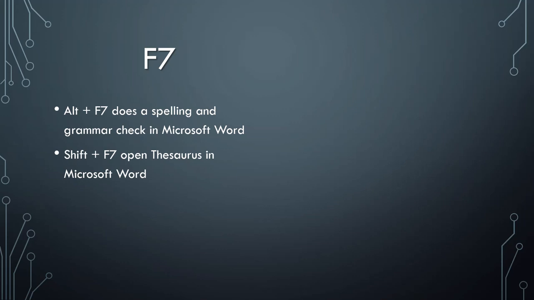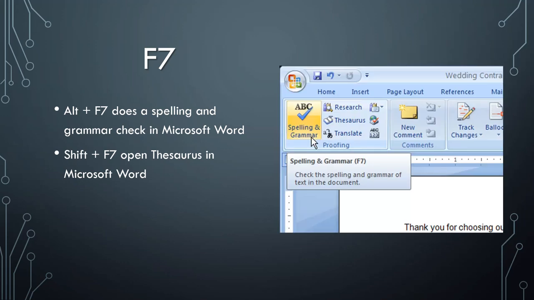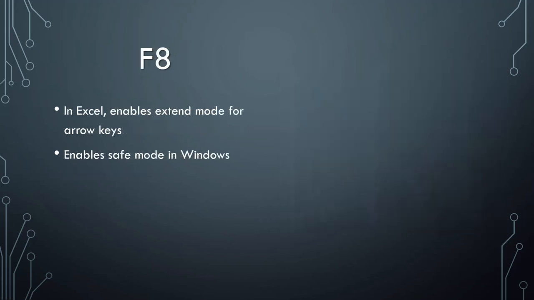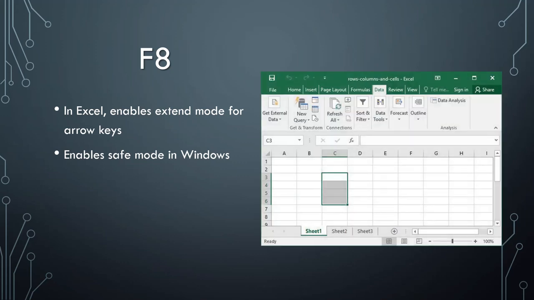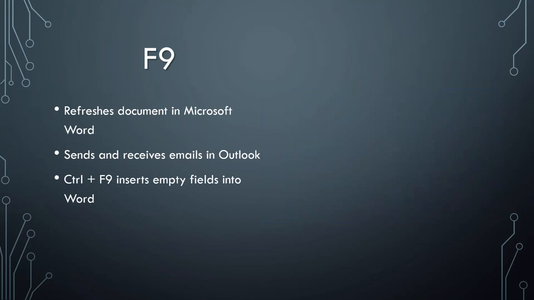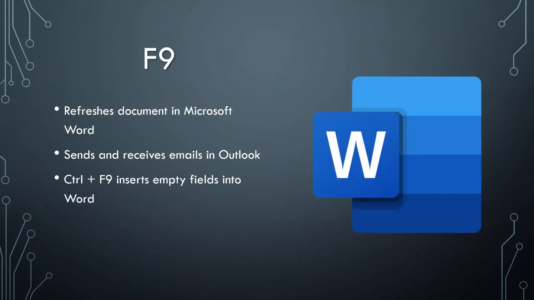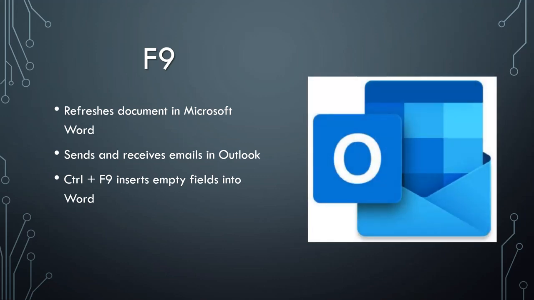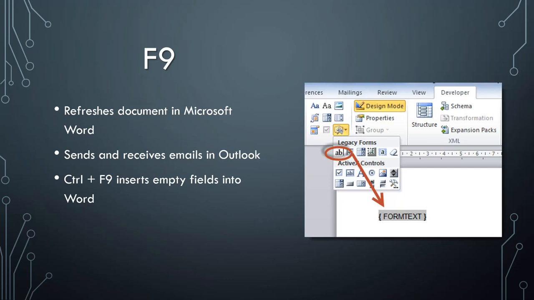F7: Alt plus F7 does spelling and grammar check in Microsoft Word. Shift plus F7 opens the thesaurus in Microsoft Word. F8: In Excel, enables extend mode for arrow keys. Enables safe mode in Windows. F9 refreshes the document in Microsoft Word. Sends and receives emails in Outlook. Control plus F9 inserts empty fields into Word.